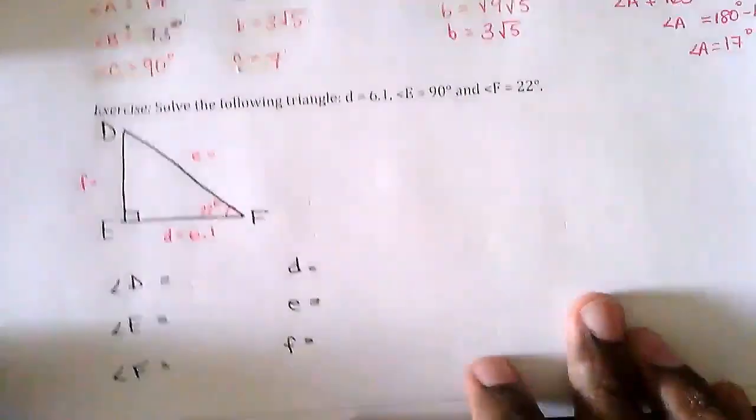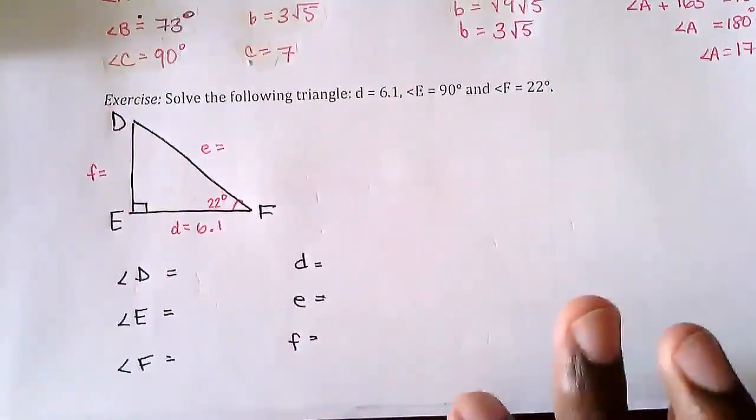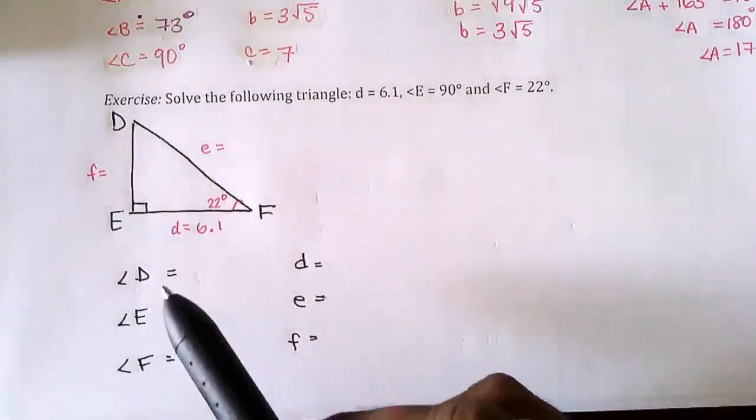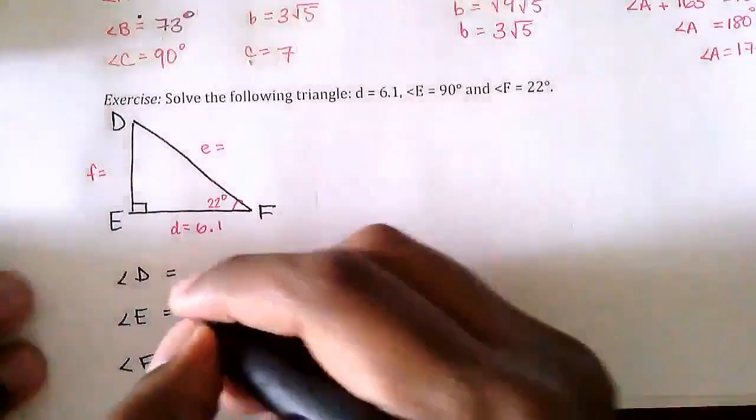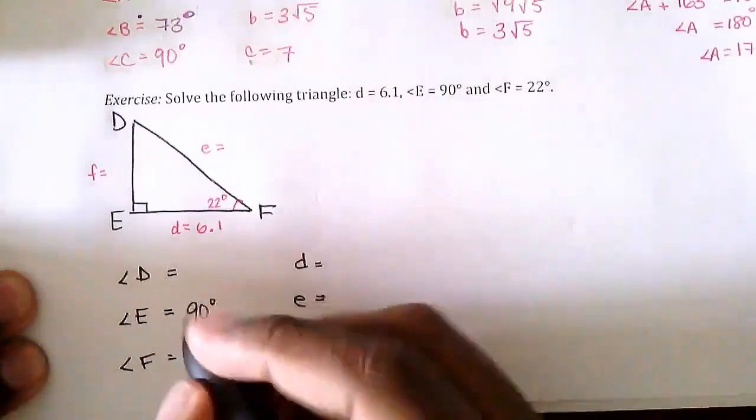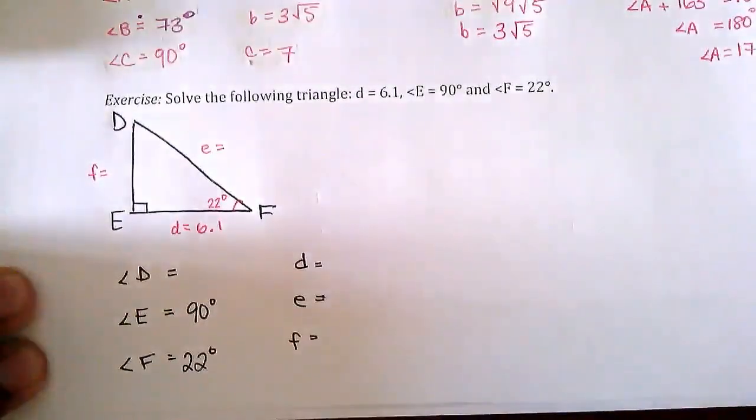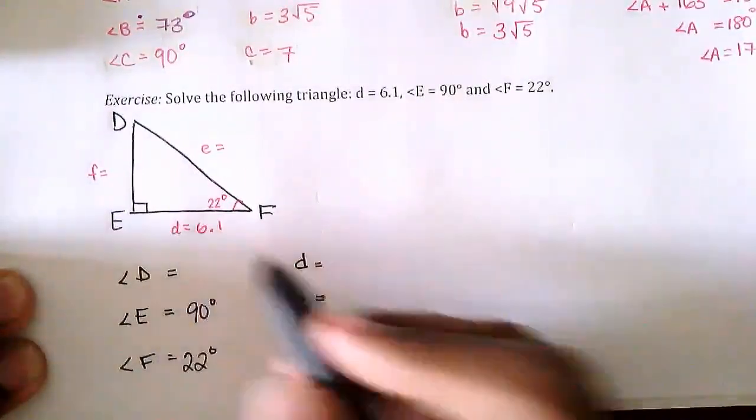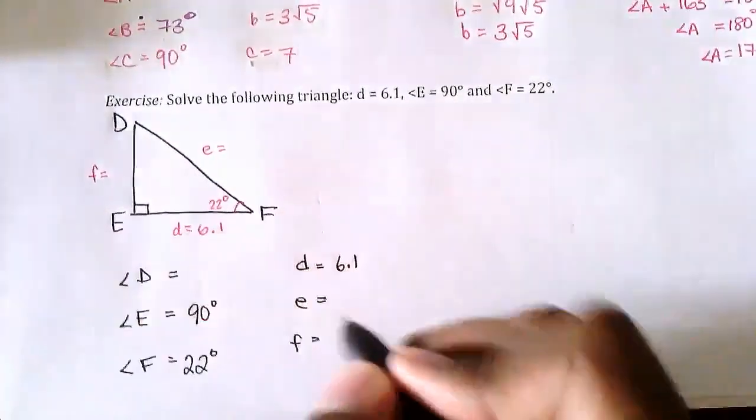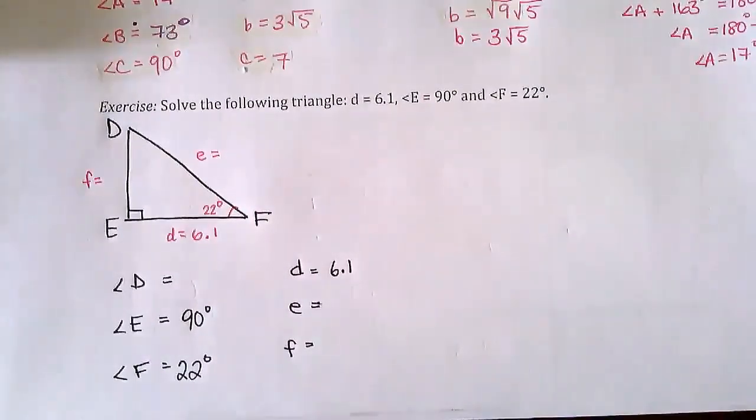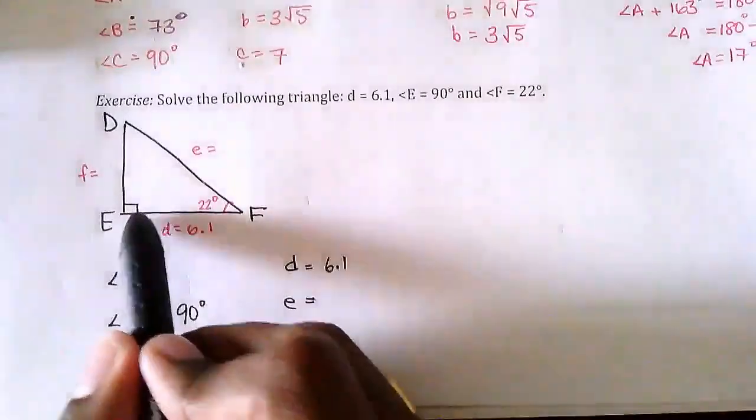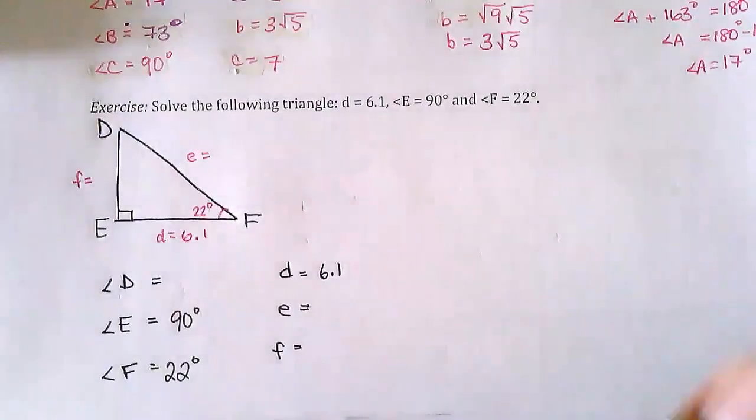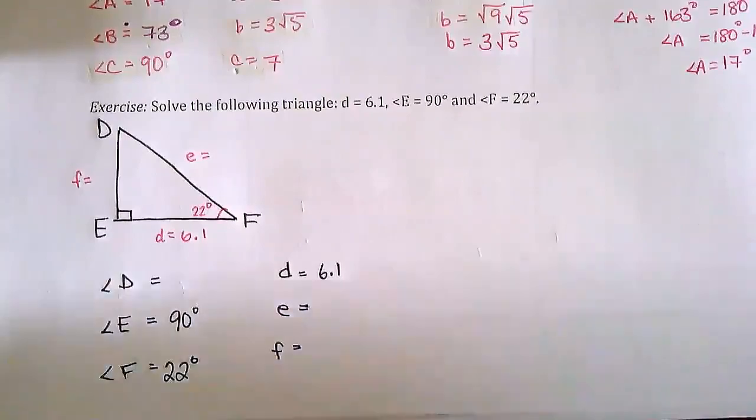And again, just like last time, I want you to label everything that you've been given. I don't have angle D. Angle E is 90 degrees, and angle F is 22 degrees. Here, the side length d is 6.1. I don't have side length e or side length f, but that's what I want to solve for. Okay, so the thing that jumps out at me already is I have two angles. To get the third angle, I can use what I did over here. I know these three angles should add up to give me 180.